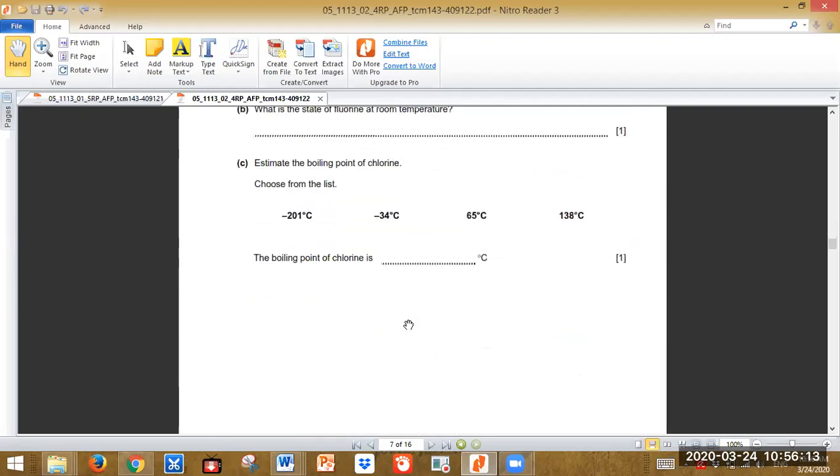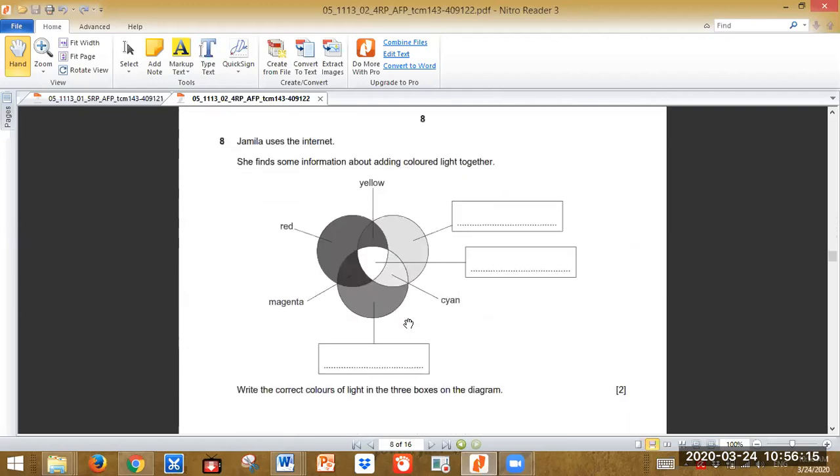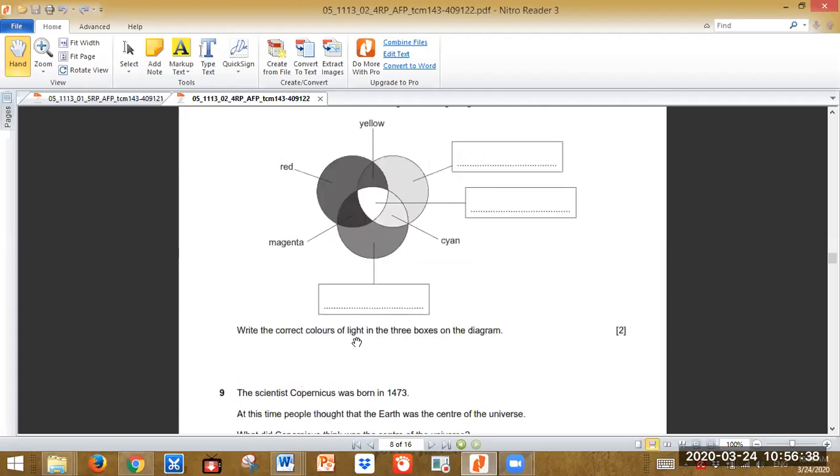Let's go to question 8. Jamila uses the internet. She finds some information about adding colored light together. Okay, if this is red and this is yellow, so for sure this will be green, and this will be blue, and this will be white. Write the correct colors of light in the 3 boxes on the diagram: green, white, blue.